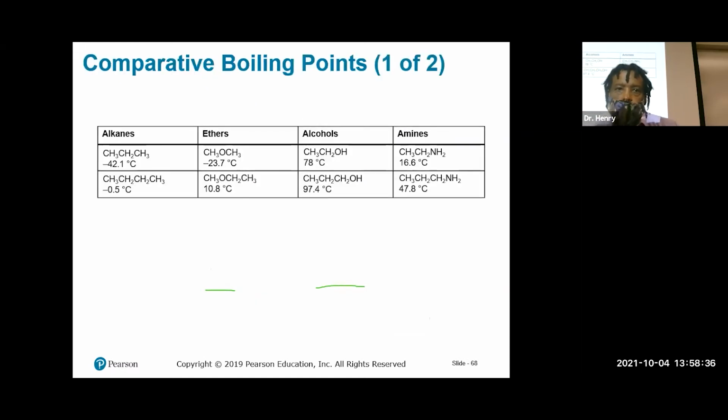Okay. So if we look at alkanes versus ethers versus alcohols versus amines. So you guys can kind of see that, right? So alkanes are going to be our least, then our ethers, then our alcohols are going to be a little bit higher, and then our amines are going to be between the ethers and the alcohols. Okay.